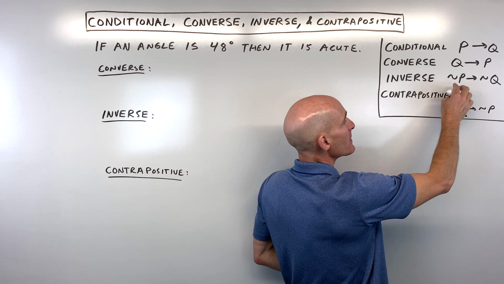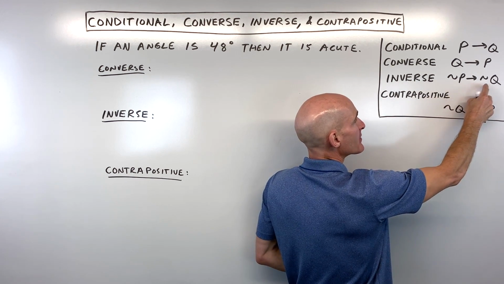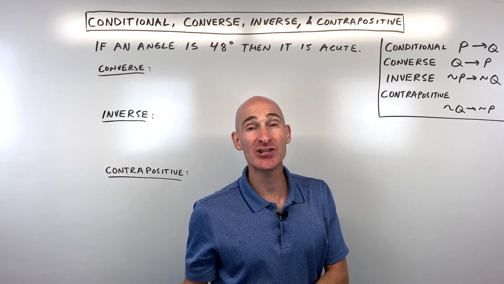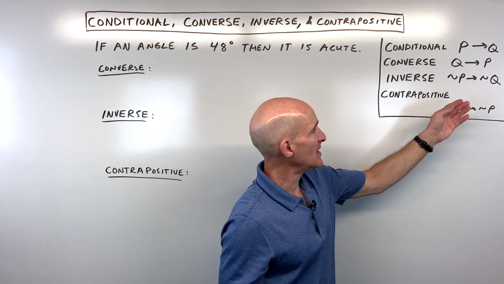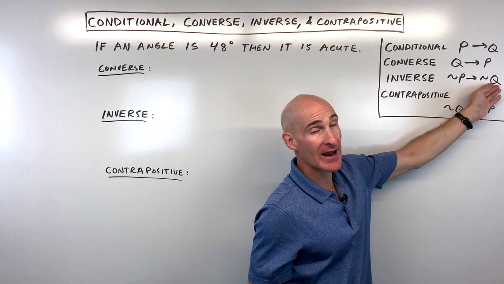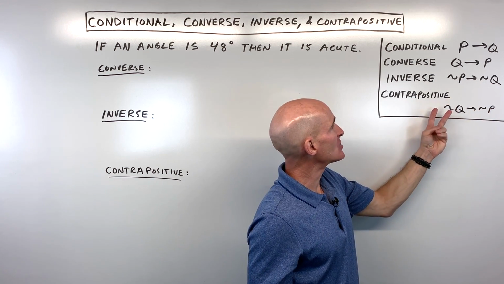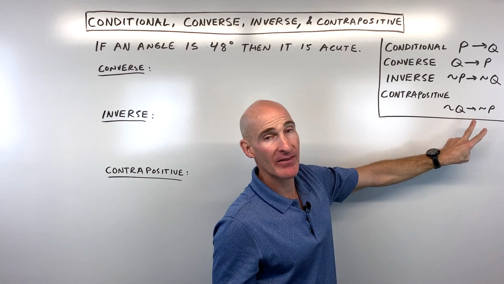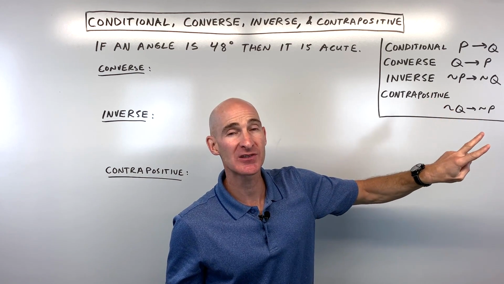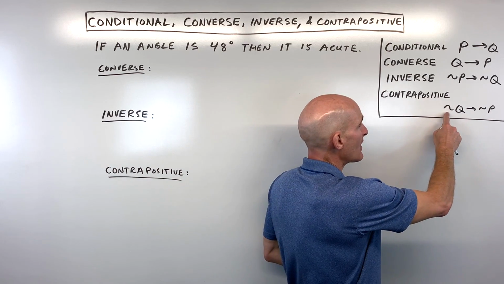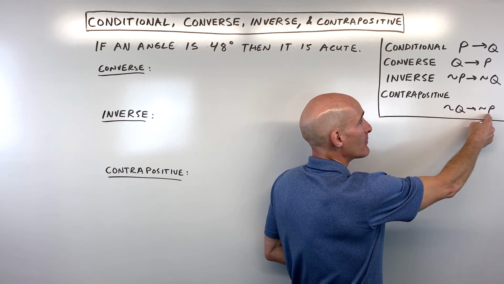With the inverse, you're keeping them in the same order, the hypothesis and the conclusion. But you see this little squiggly line? That means the negation. We add the word not. So we say if not P, then not Q. And then the contrapositive is a combination of the converse and the inverse. So you're switching the hypothesis and the conclusion, and you're negating both of them. So you would say, if not Q, then not P.